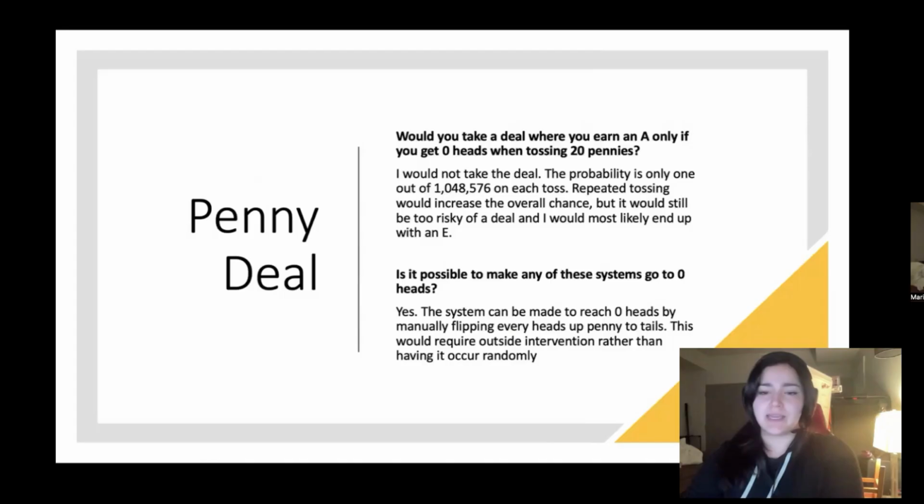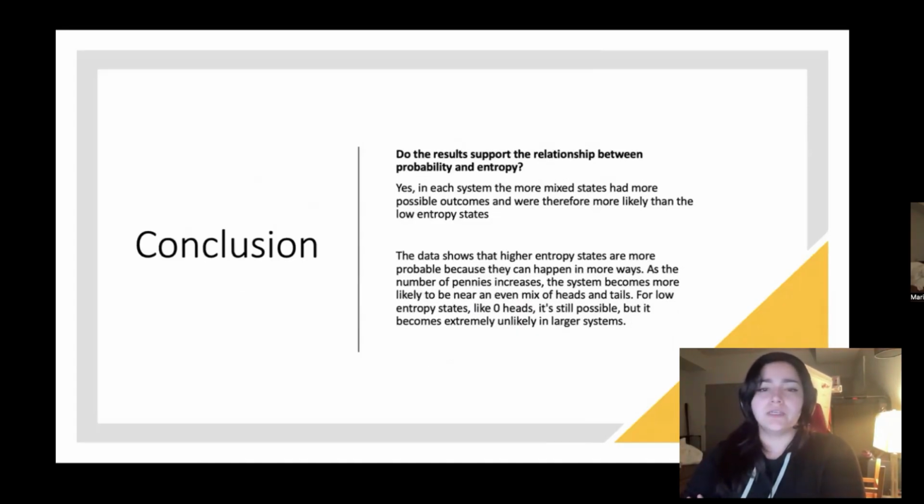And is it possible to make any of these systems go to zero heads? Yes. The system can be made to reach zero heads by manually flipping every heads-up penny to tails, but this would require outside intervention rather than having it occur randomly. And do the results support the relationship between probability and entropy? Yes. In each system, the more mixed states had more possible outcomes and were therefore more likely than the low entropy states.